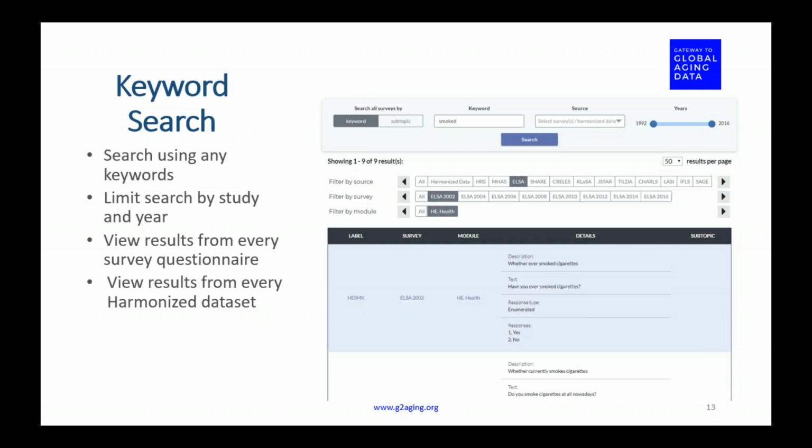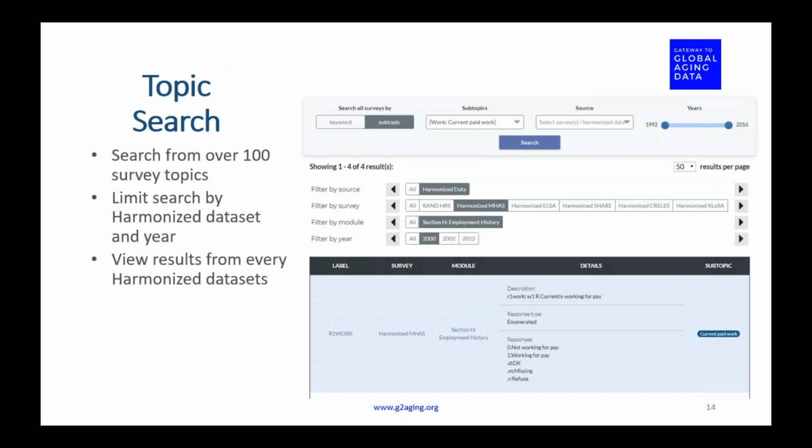And you can also filter your results. So here we're looking at ELSA, that English data set that we saw a study overview for. And in their 2002 wave and in their health module, they have a question here, whether you ever smoked cigarettes, and then the responses. Below that, you can see we get a question, whether you currently smoke cigarettes. And you might notice that even though we searched for smoked, we're getting results for words like smoke and smokes. That's because the search engine has some intelligence to guess what other words you might be looking for, not just the one word you searched for.